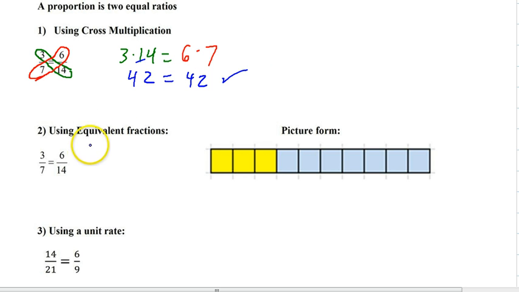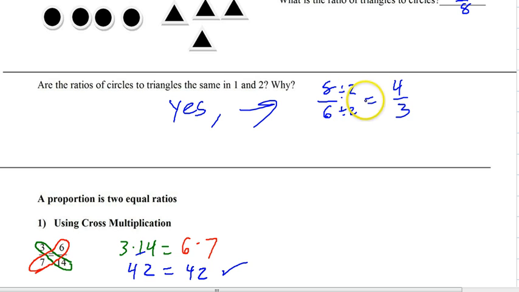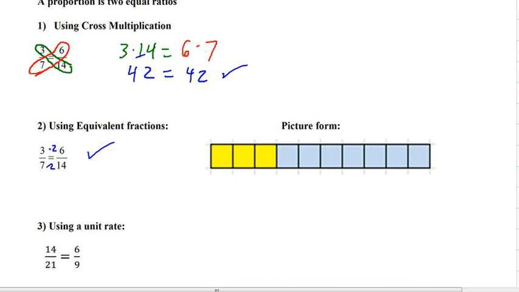The other way is to use equivalent fractions. So you can just look at it and see, well, is there a common factor? So 3 times what will give you 6? 2. Is that same number being multiplied on the bottom? Yes, it is. It's right there. This is another way. So you can either cross multiply or you can multiply top and bottom to get the same number. You could also divide top and bottom like we did over here. We divided the 8 and the 6 to give us 4/3. So you can reduce the fraction as well.